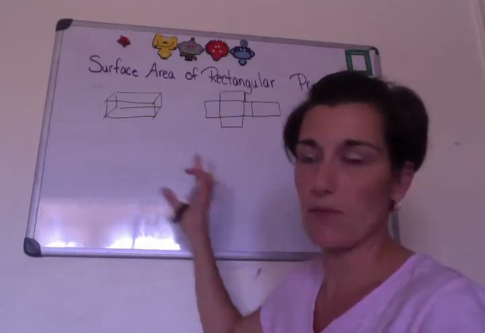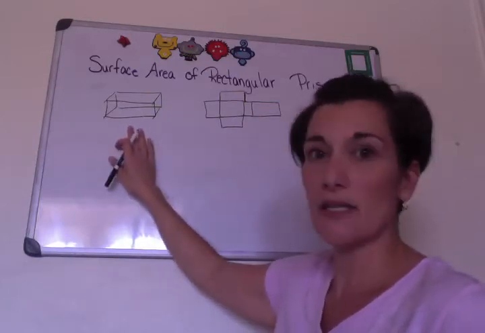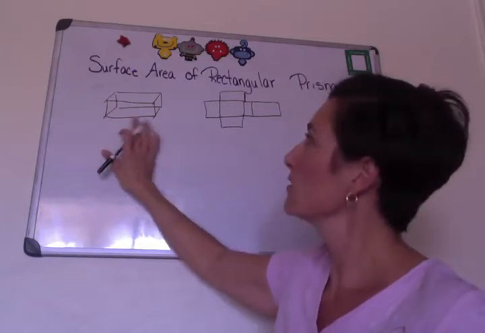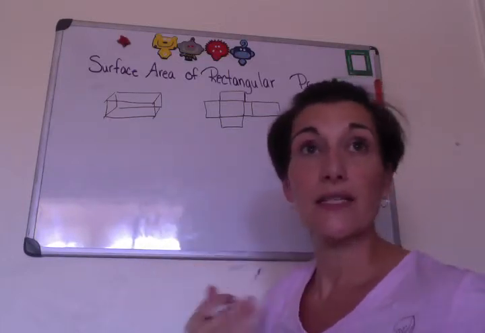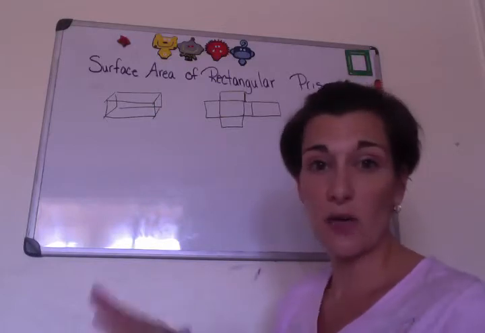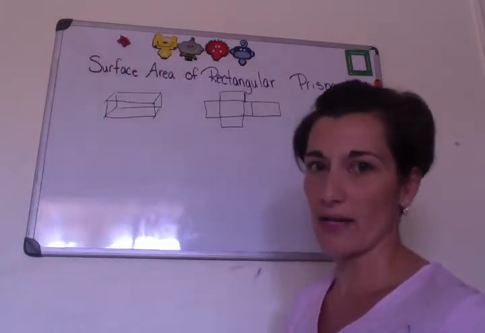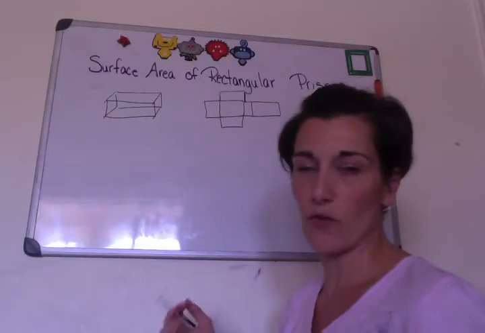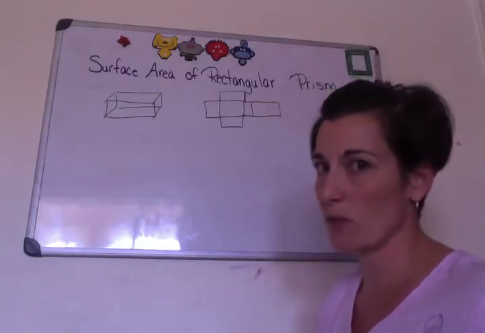So I know this looks funky, but I'm just going to explain it to you. So here is our rectangular prism again. So this is what it would look like closed. Sometimes when we're trying to figure out the surface area, we need to unfold that box. So what I did is I unfolded it for you. Now I know it looks confusing, but just bear with me for a second.